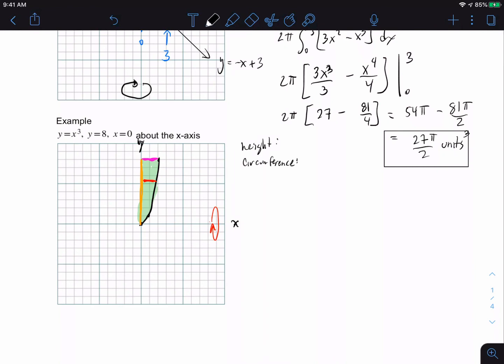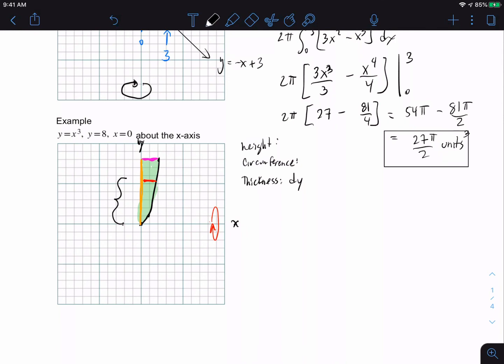What do you guys think? It's a dy. Very good. So since our integration is going to be in terms of dy, that's the thickness of our slice that we're going to have, correct? The circumference of this thing is then going to be found this way. If the x-axis is the axis of rotation, how far is it to this slice?